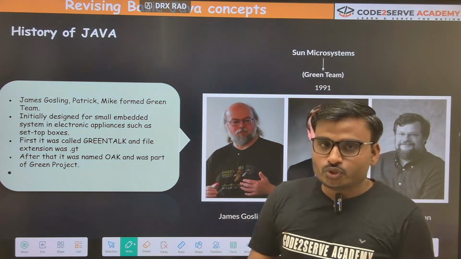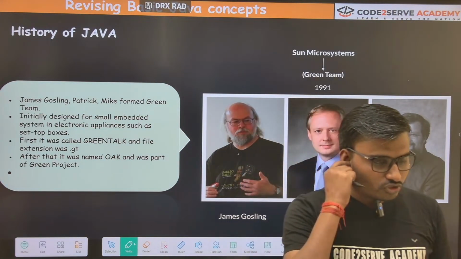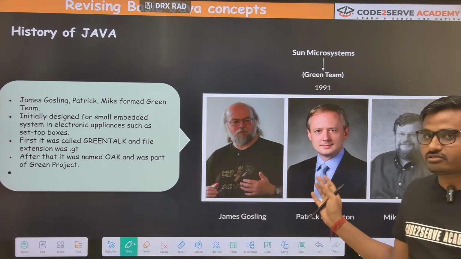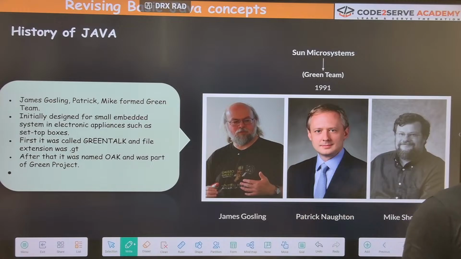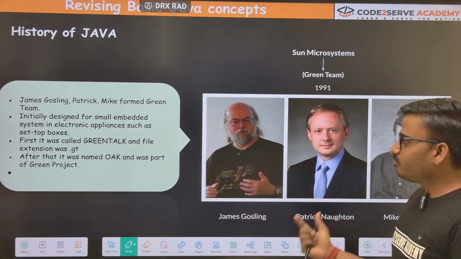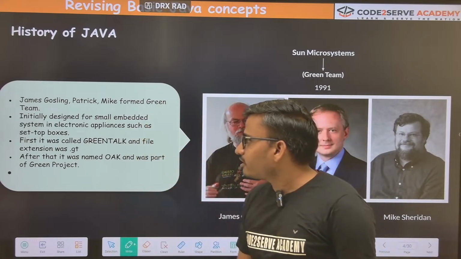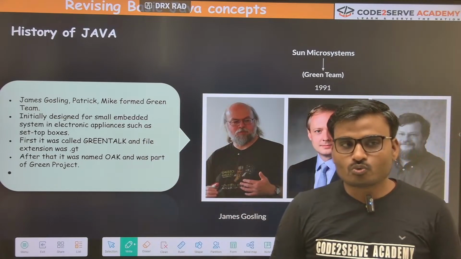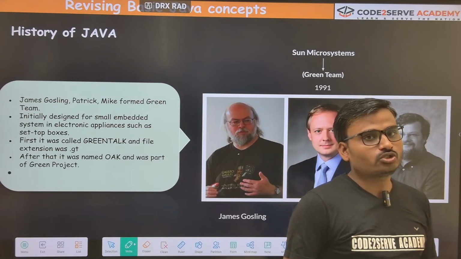We need to know about the history of Java. In 1991, there were three people: one is James Gosling, the second is Patrick, and the third is Mike. These three people were working as a team, and the team name was the Green Team. Initially, they thought to build something.